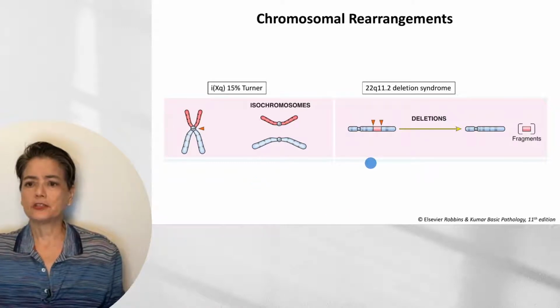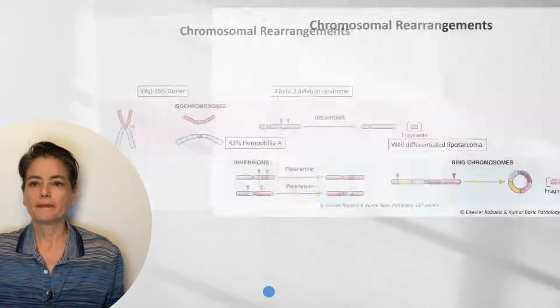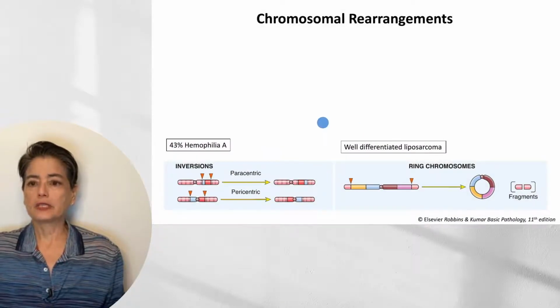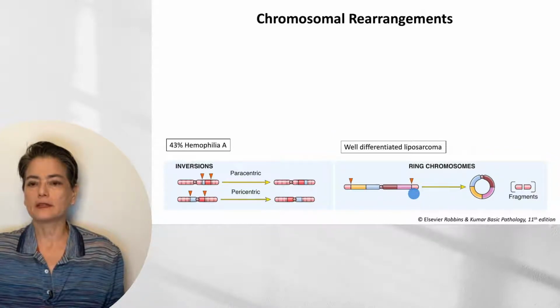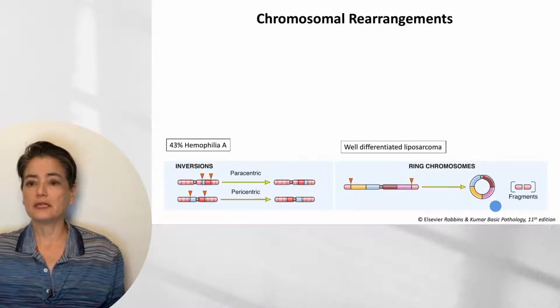The disease that's associated with deletions in this chapter is 22q11.2 deletion syndrome. Quite simple, 2 breaks, loss of material leading to this syndrome. And then another type of deletion, as I mentioned, is our ring chromosomes, where we have breaks here at the ends of the chromosomes that then circularize with loss of this material. This is something that we see, for example, in well-differentiated liposarcomas.